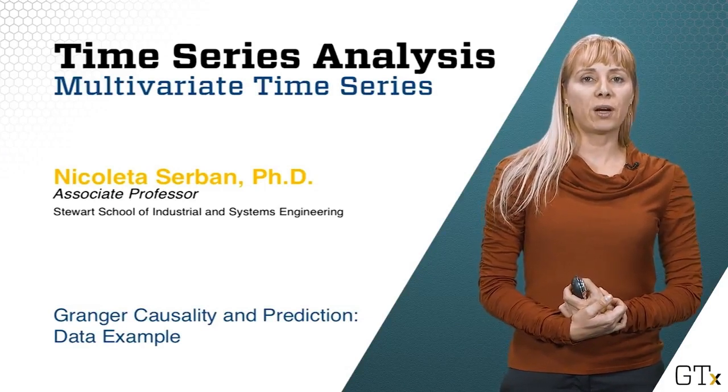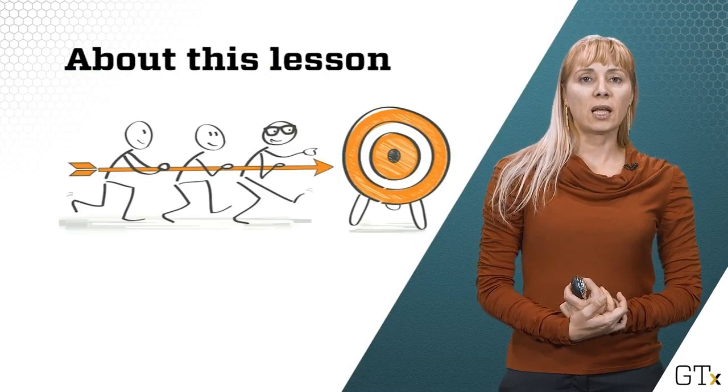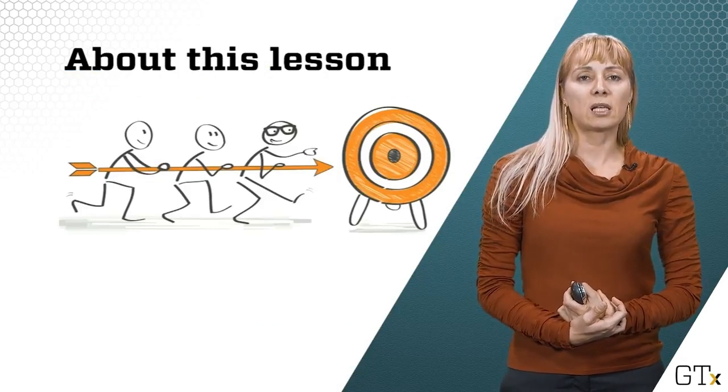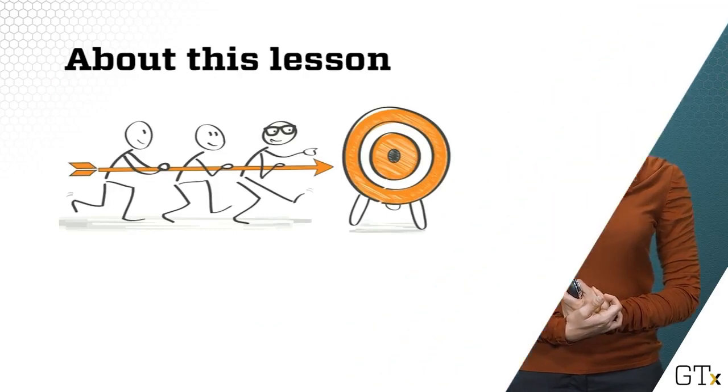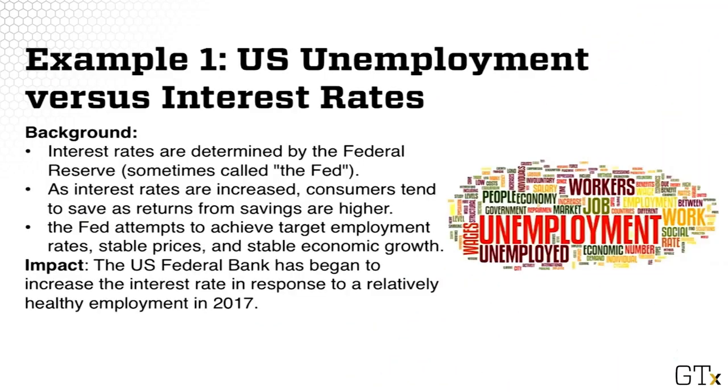This lecture is on multivariate time series, and in this lesson, I'll illustrate the concept of Granger causality and prediction for the VAR model. We'll return to the example in which we are interested in modeling the bivariate time series consisting of the unemployment rate and the interest rate in the U.S., motivated by the monetary policies in 2017 towards an increase of the interest rate.